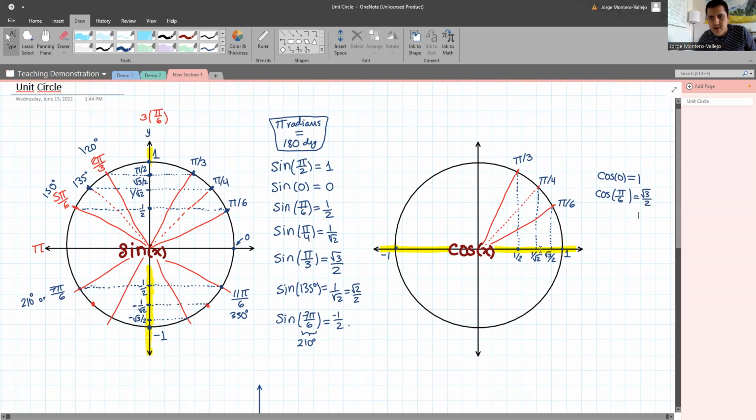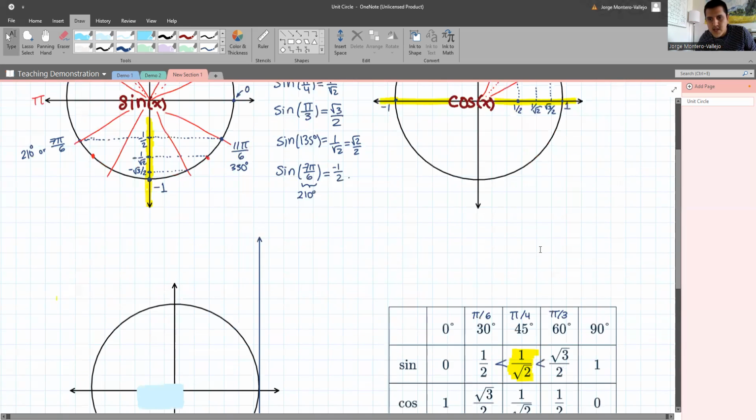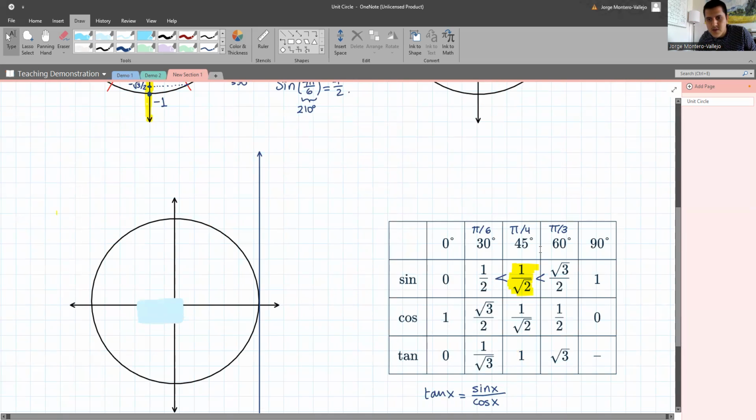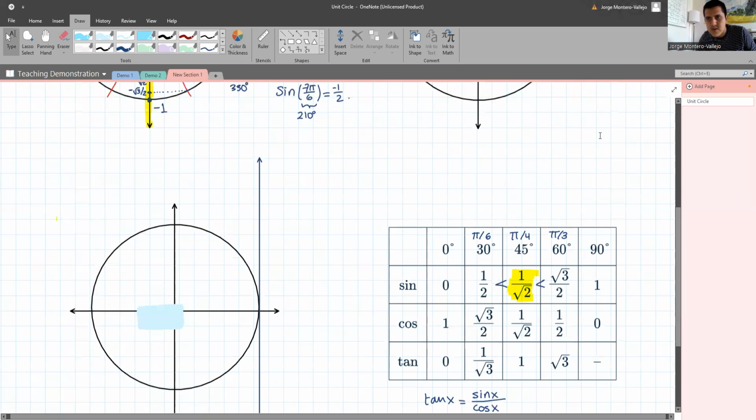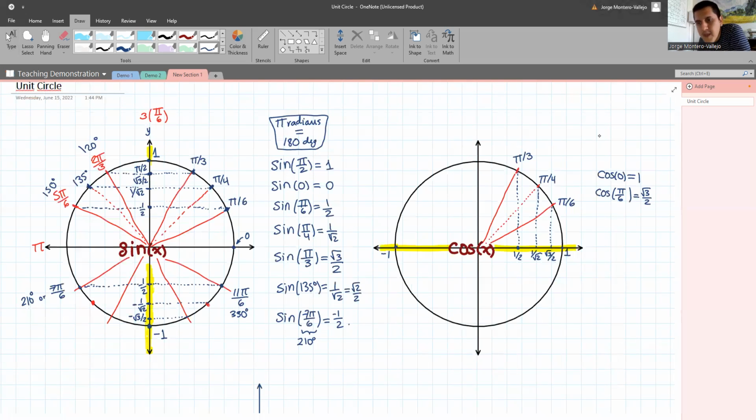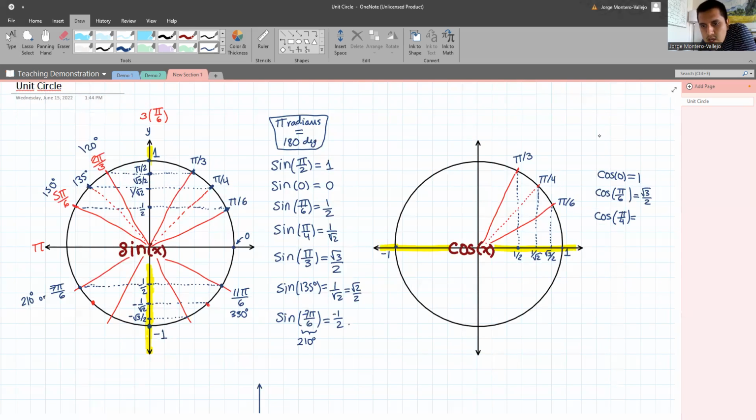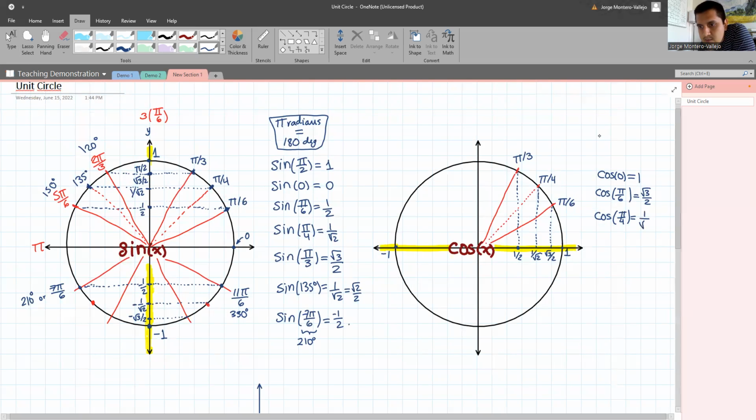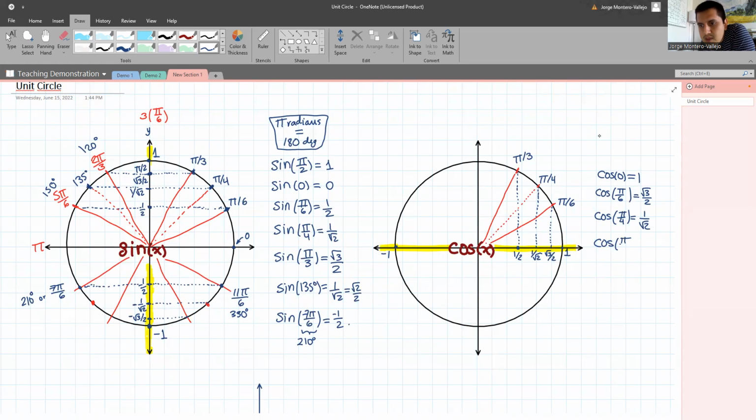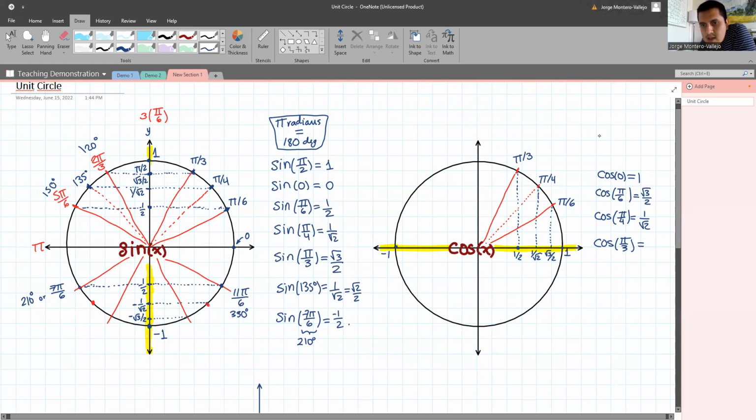And we can go down to the table and check. Cosine of pi over 6, which is 30 degrees, is here. Square root of 3 divided by 2. See, it's the same. Now, what about cosine of pi over 4? Well, its shadow lands on 1 over the square root of 2. And then cosine of pi over 3. That's the one that lands on exactly halfway through, which is 1/2.